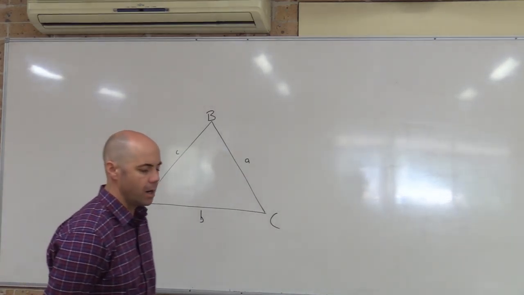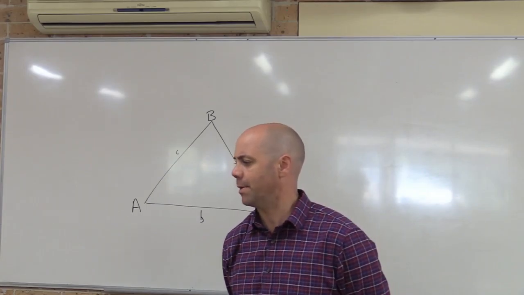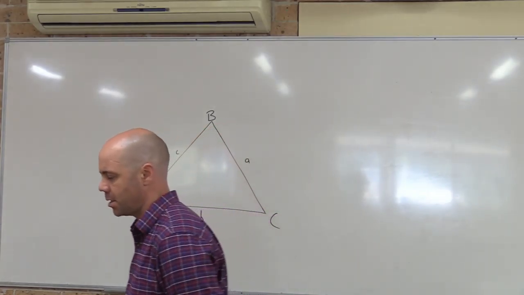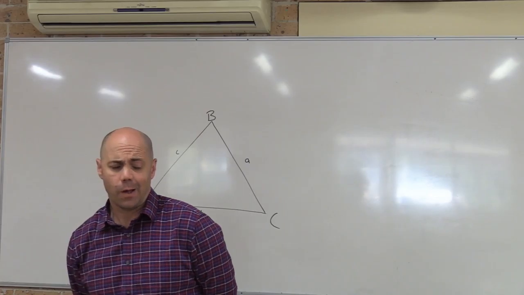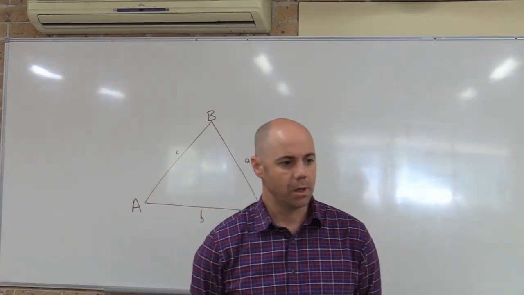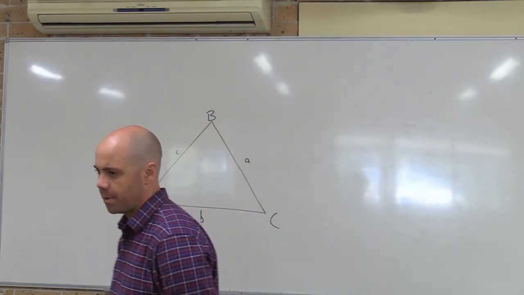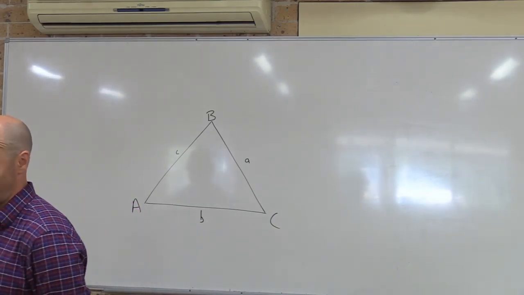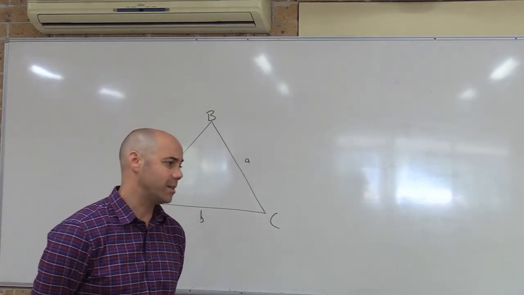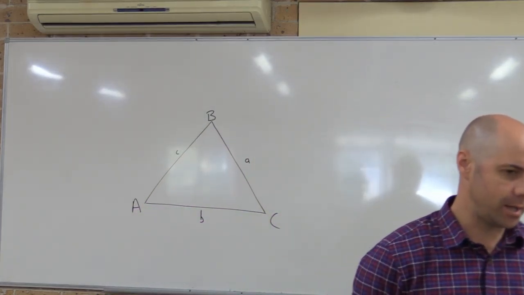Okay, so we've been looking at trigonometric ratios, but in a very specific context of right-angled triangles. So far we've looked at sine, being the ratio between the opposite and the hypotenuse in a right-angled triangle, and cosine, being the ratio between the adjacent and the hypotenuse, and the tangent ratio, being the ratio between the opposite and the adjacent sides in a right angle triangle. But we don't always have right angle triangles.